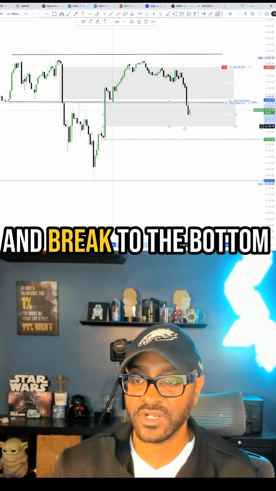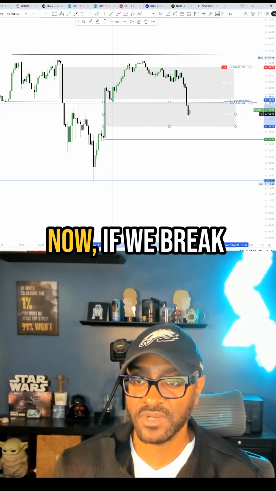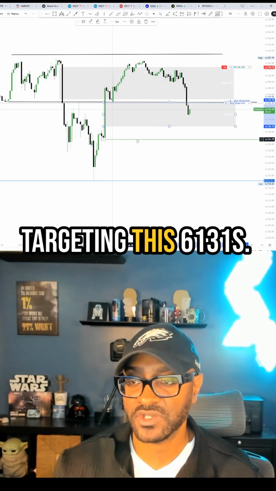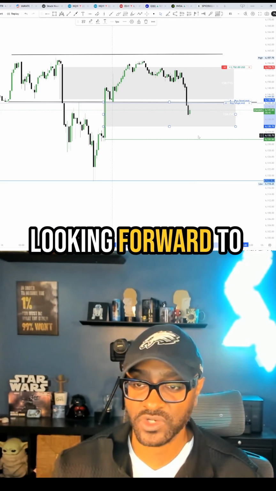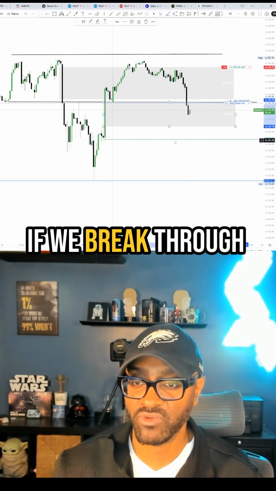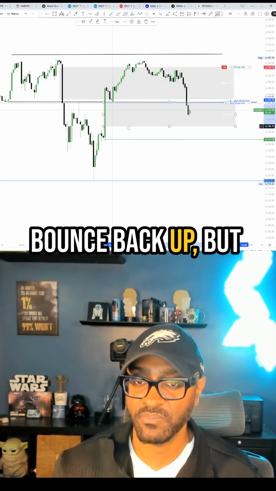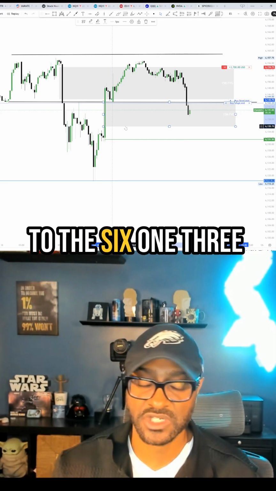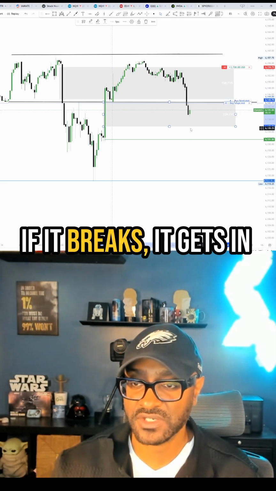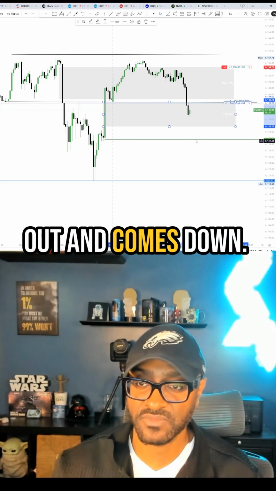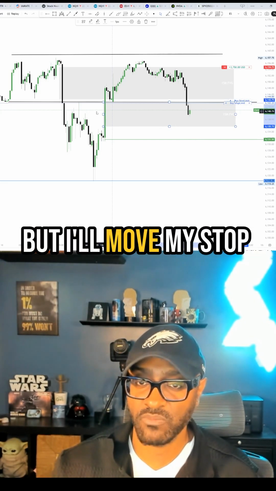Now, if we come down and break to the bottom of this fair value gap, we're in the gap now. If we break through it, I'm targeting the 6131s. If not, then I'm looking for it to break even further to come down here if we break through this line, or maybe we'll bounce back up, but I'll move my stop here to the 6135, same as I did here. If it breaks, it gets in this area and breaks out and comes down, I'll move my stop here. And I'll move my stop down a little bit more.